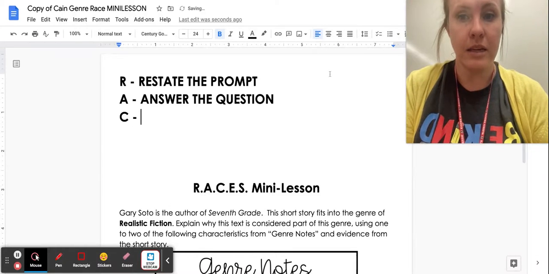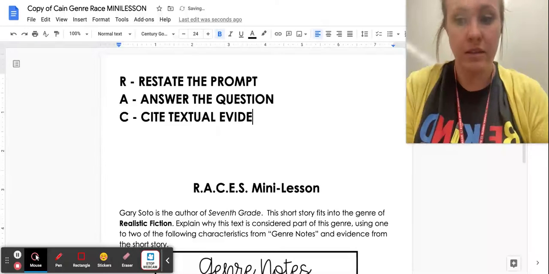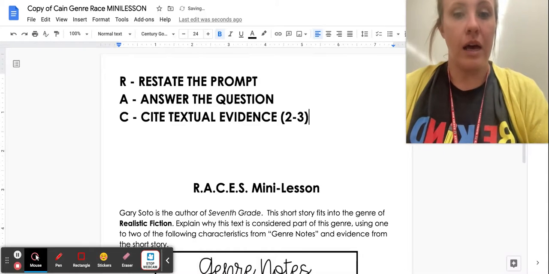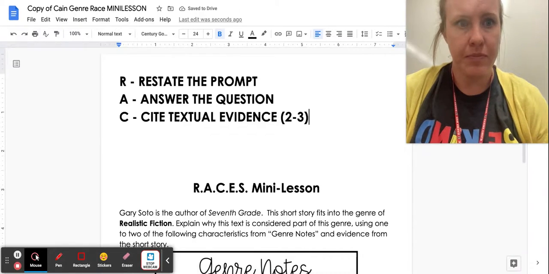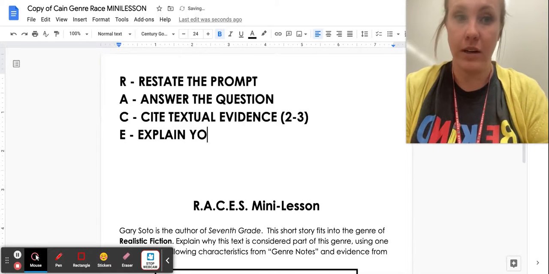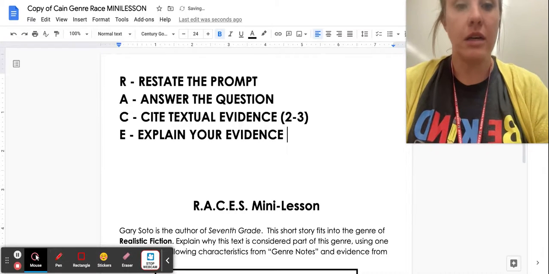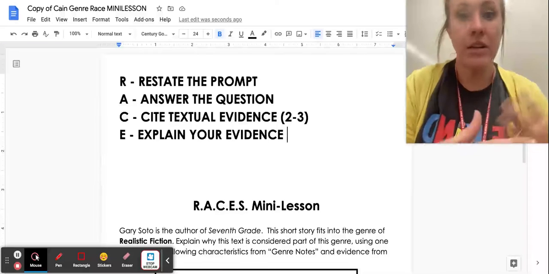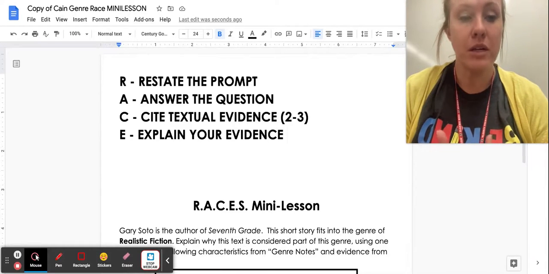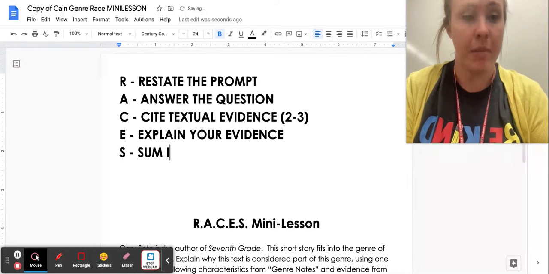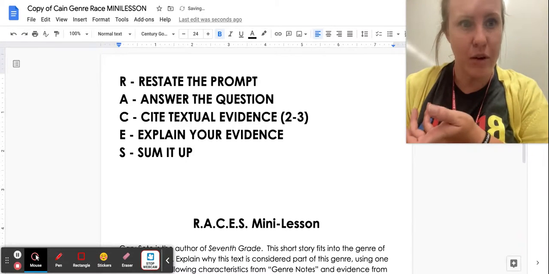The C stands for cite textual evidence. We're going to suggest that you use 2 to 3 pieces of evidence, because that's really going to make your response strong. The E stands for explain your evidence. This explanation has to be so strong. Make a connection with it. Make it so that the evidence is relevant. You want to make sure that your explanation is so strong that you are using your own words to talk about what you are reading. And then the last thing is sum it up. Summing it up means bringing it back to what you were being asked.